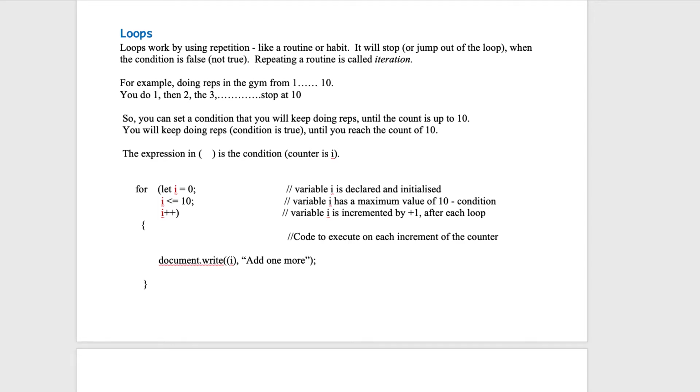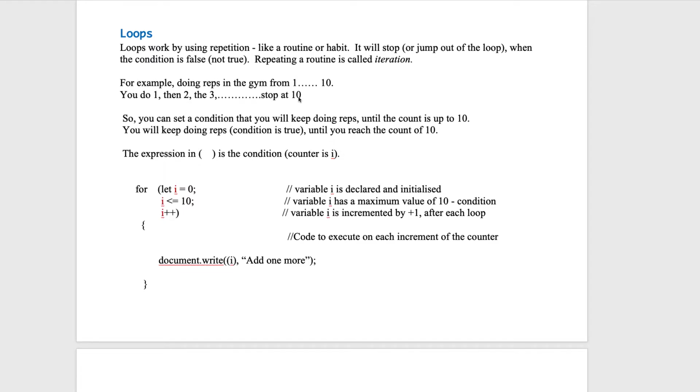Loops work by using repetition, like a routine or habit in real life. It will stop or jump out of a loop when the condition is false. Repeating a loop several times, meaning doing the same action again and again, is called an iteration. For example, doing the reps in a gym from 1 to 10, you keep repeating the same reps. That's called iteration. You do 1, then 2, then 3, but you stop at 10.